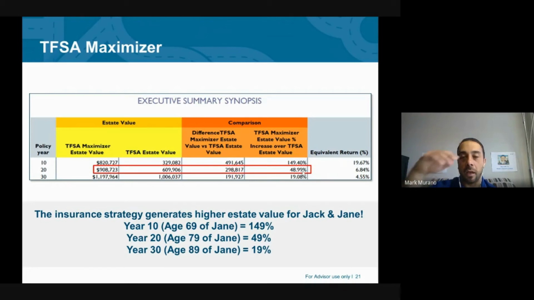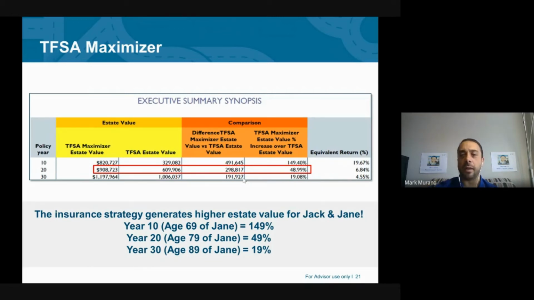So again, not that we don't need TFSAs or don't want to use TFSAs, but we've given it a kickstart or a jump by taking a part of their money and putting it into the insurance contract to increase the overall estate value. So, you know, years 10, 20, 30 down the road, Jane being the younger of the two lives, even 30 years later, we've increased the estate value by 20%, almost $200,000, which is a substantial amount of extra money based on the overall amount left as a legacy.